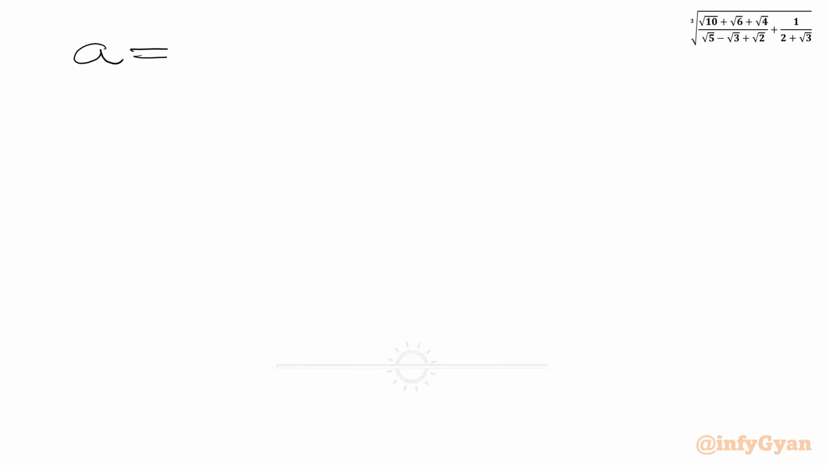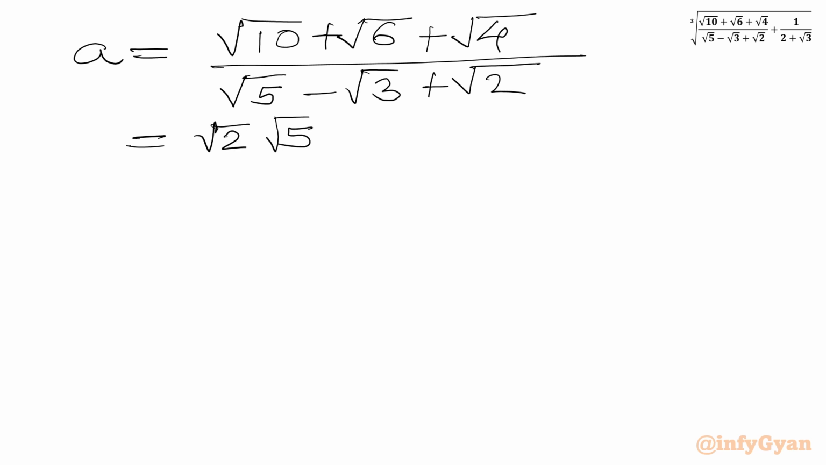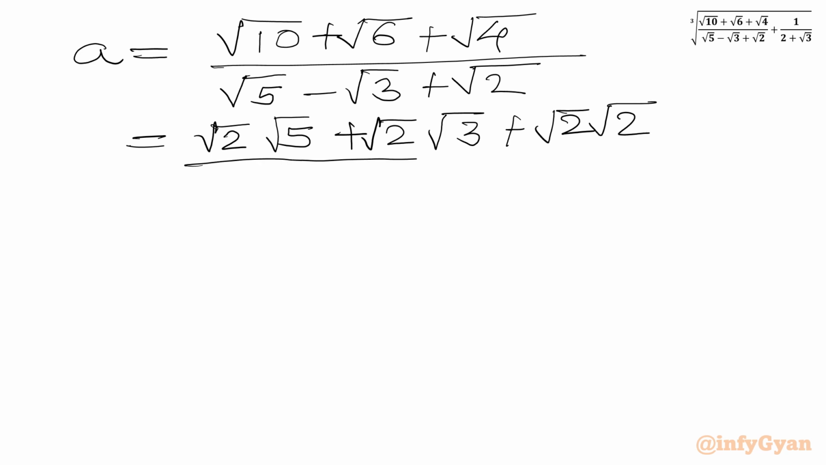Let's write A equal to root 10 plus root 6 plus root 4 over root 5 minus root 3 plus root 2. Now we can write root 10 as root 2 times root 5. Root 6 we can write as root 2 times root 3. And root 4 is root 2 times root 2, over root 5 minus root 3 plus root 2.